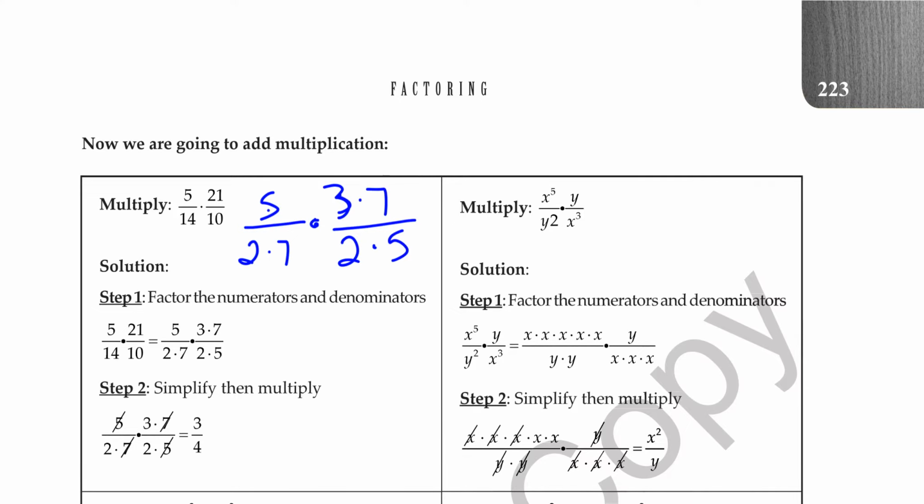And now we're going to do what we call cross-canceling, where a numerator factor can cancel with the denominator diagonally, or they can also cancel vertically. So we see these two 5s here. They can cancel. We also see the 7s here that can cancel.